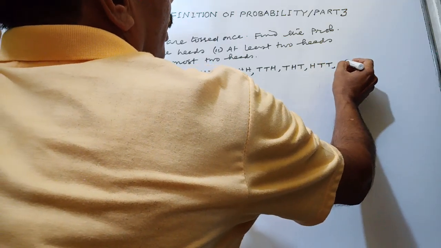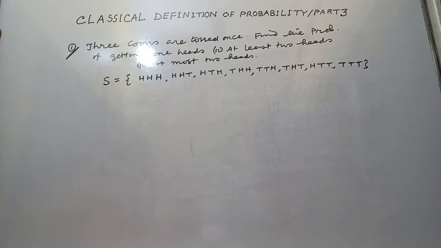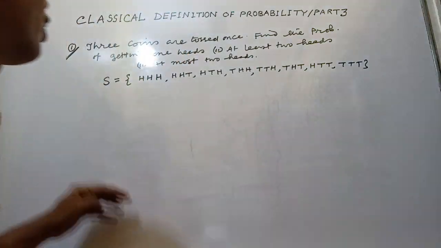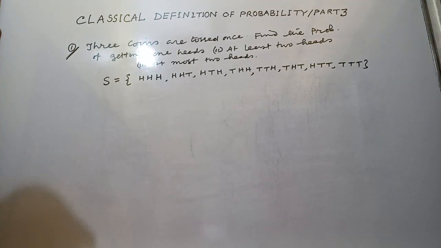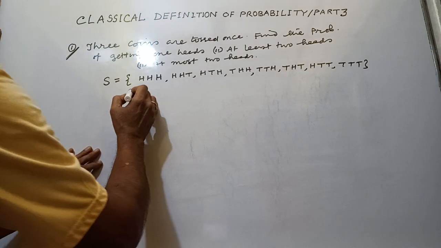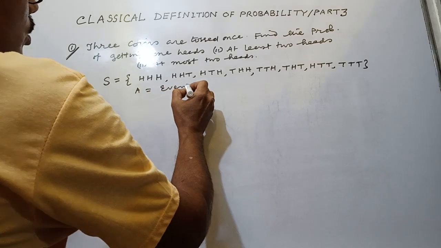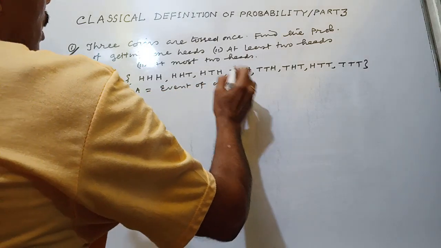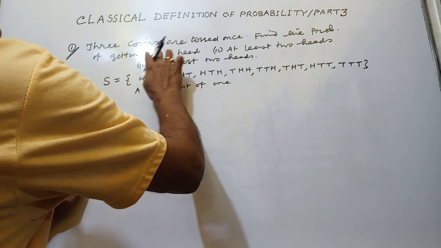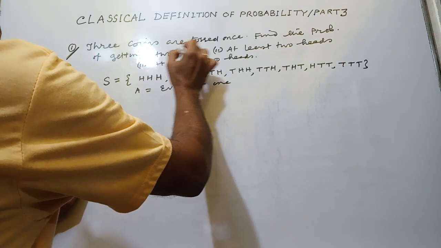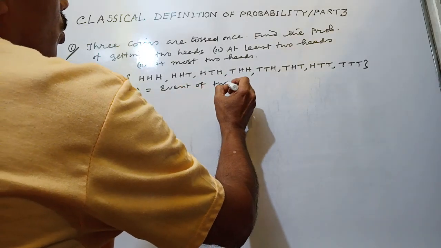And 3 tails. So this is our sample space. It will be simple if you write the sample space if possible. A equals the event of getting 2 heads, not 1 head. The event of getting 2 heads.